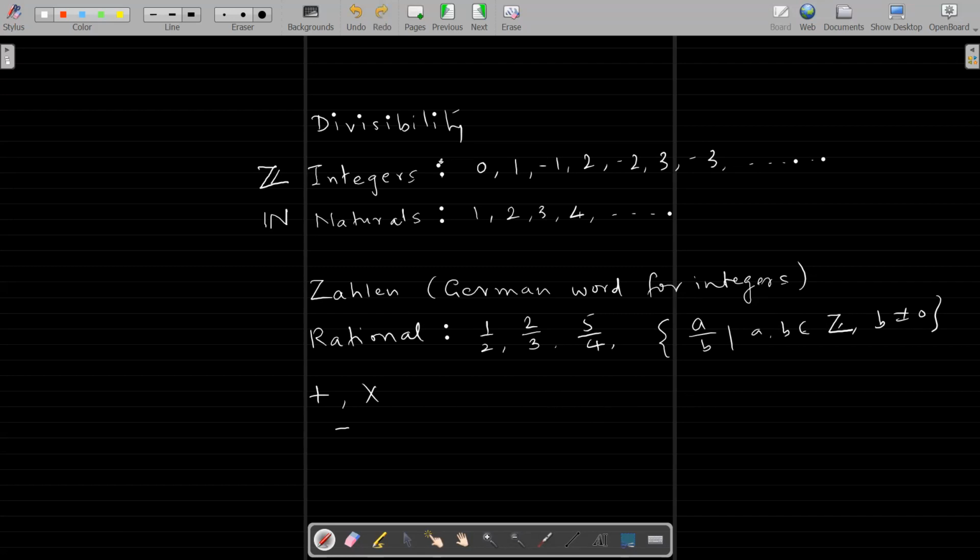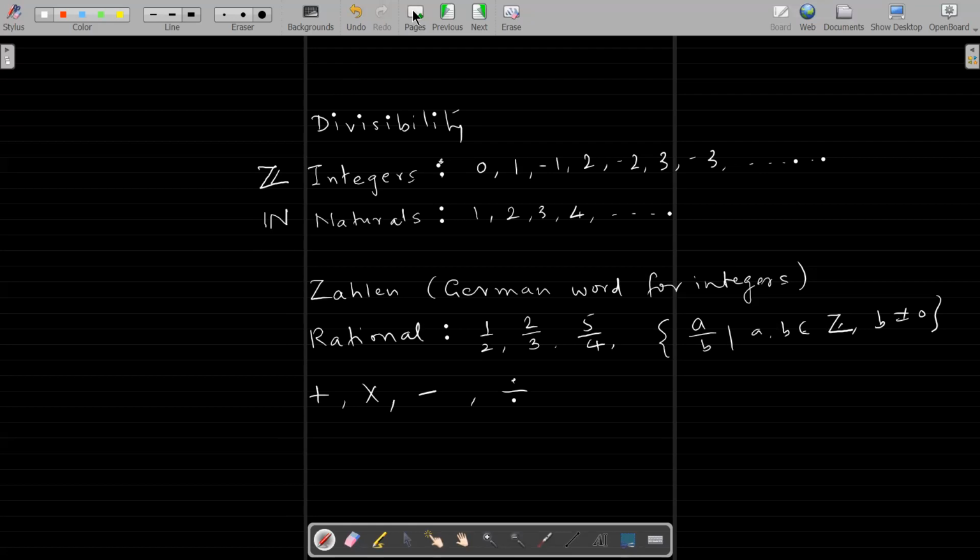Apart from plus, times and minus, we'll be talking of one more operation, which is not an operation on the set of integers as such, but is well defined on the rationals, and that is division. I hope you have come across this symbol in schools. Let me go to the next page and we'll recall the basic definition of divisibility with the help of examples.